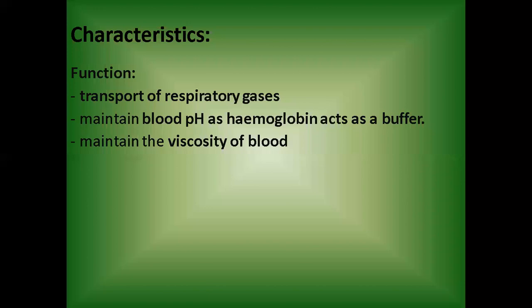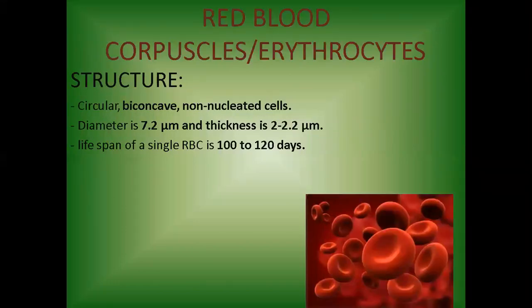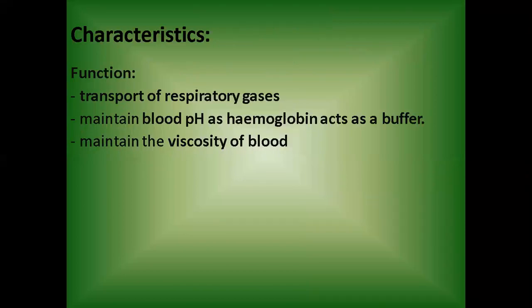Then its character is transport of respiratory gases due to red blood cell. Due to red blood cell, oxygen is absorbed. It has iron element in red blood cell. Due to iron, iron absorbs oxygen gas, and it helps to transport oxygen gas. And RBC maintains the pH value of the blood.